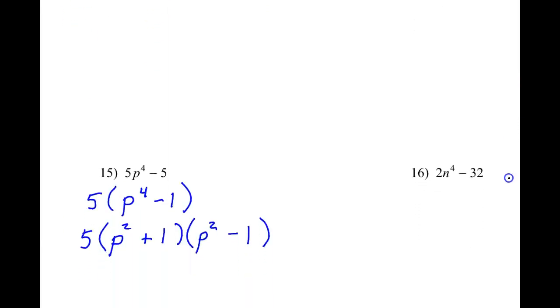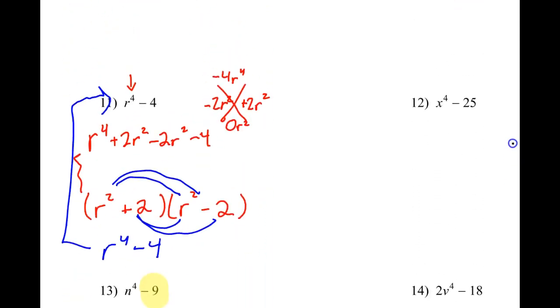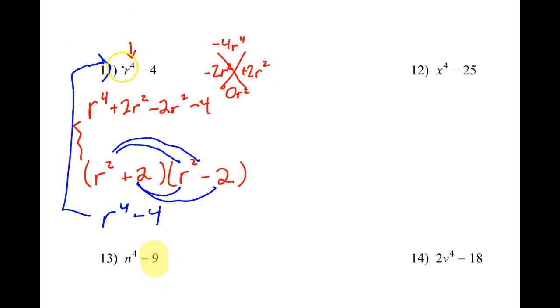All right. So, looking back at number 11, you can look at that and say, well, that's r to the second squared minus 2 squared. So, really, this problem is two things that are being squared and subtracted. So I know the answer is just going to be r squared plus 2 and r squared minus 2. It's always the same pattern of the answer. So you just have to be able to write it with two things being squared with a subtraction between them. And you have to have both.